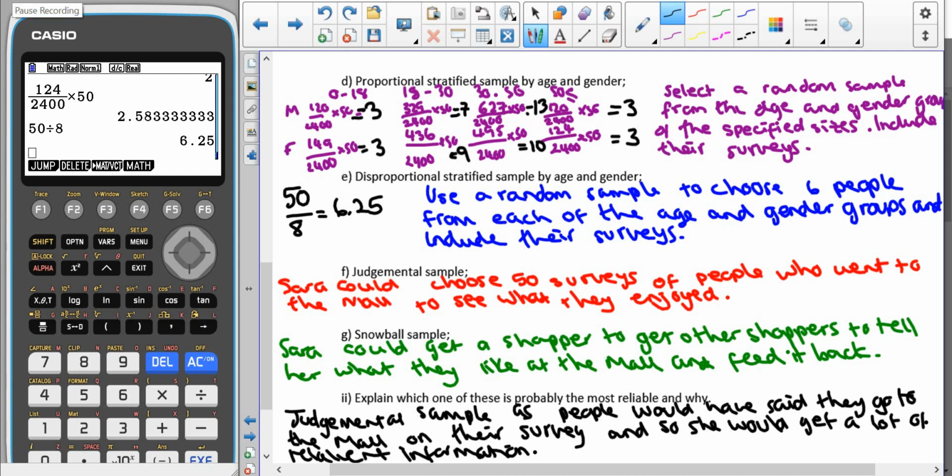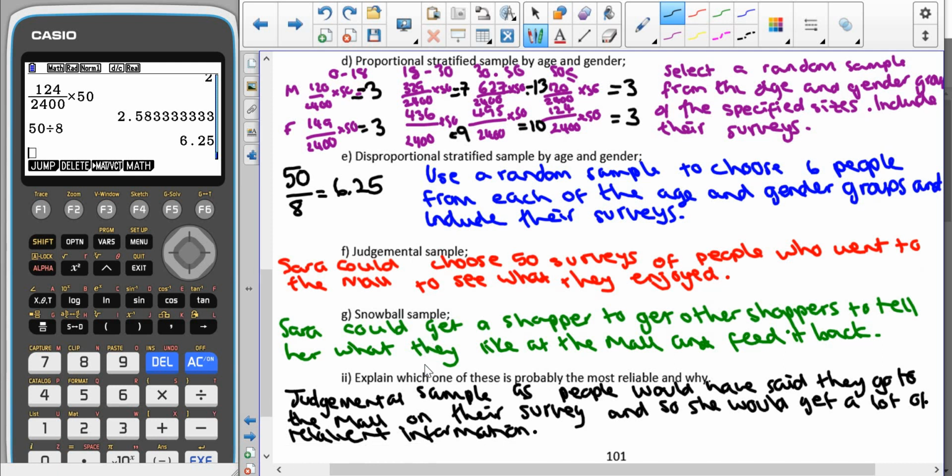So for explaining which one of these is probably the most reliable and why, well, she could get a judgmental sample as they would have said that they like to go to the mall, so she'd get a lot of information from the surveys that they'd filled in. But she could also have said a proportional stratified sample, because then she would have a good idea of the genders and age ranges, and she could see what they like to do and try and incorporate that into what she wants to include in her mall.